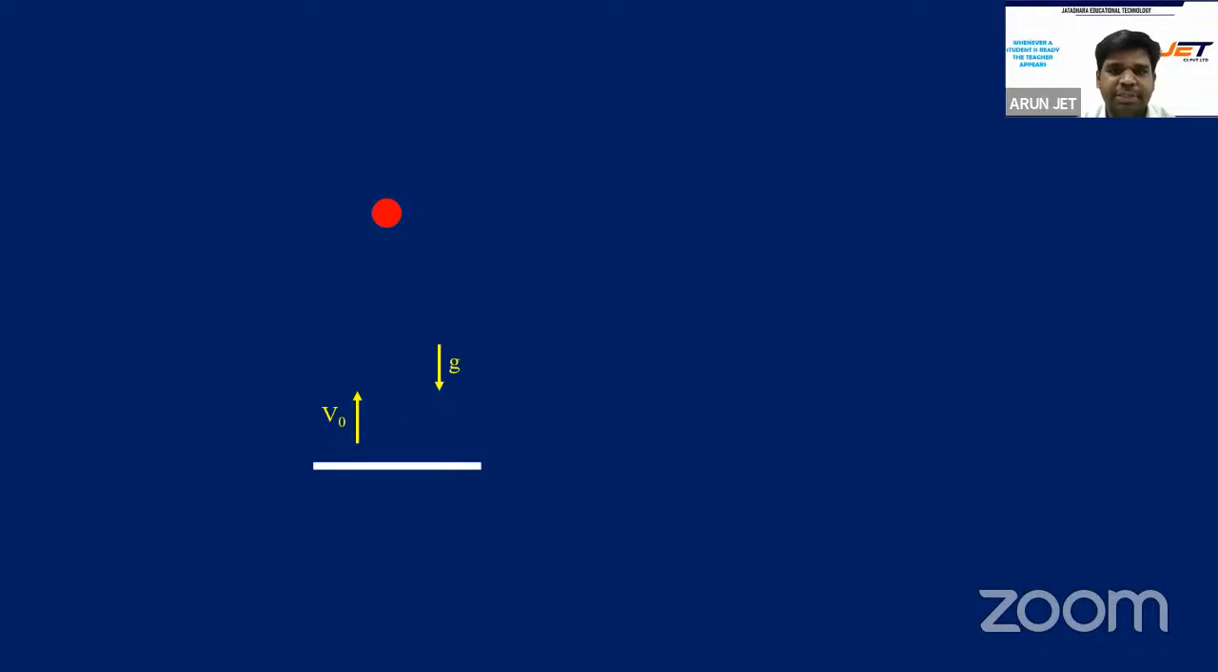Just a second, students, just a second. All right. Students, you're able to see a ball going up and down. Just clarify. You're able to see a ball going up and down. All right.